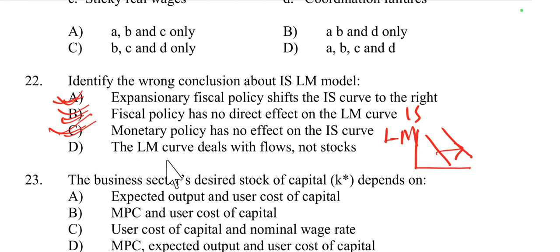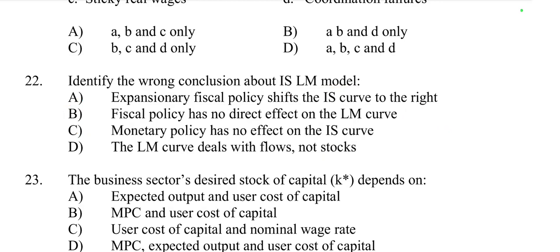Then option D, the LM curve deals with flows, not stocks. No, this is incorrect. The LM curve deals with stocks, not flows, because it represents the equilibrium in the money market, which is based on the stock of money and the demand for money rather than flows of income. So this is incorrect according to the ISLM model. So option D is incorrect. So here the right option is option number D.